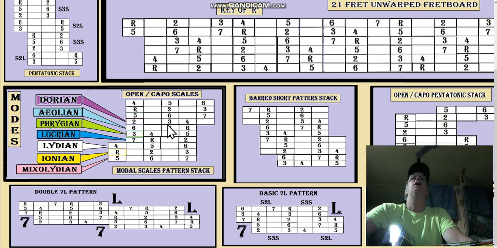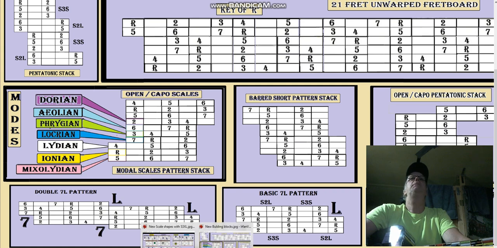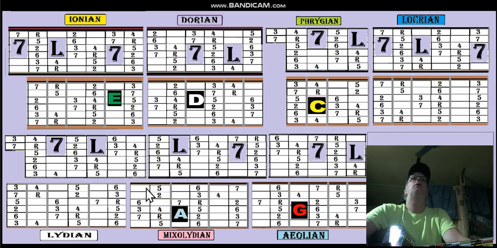Okay, we're back. The reason why I brought this diagram up was to show you that on this modal scales pattern stack, open CAGED scales, there are no repeats, whereas we would see the repeat on this one. For some reason we had the repeat note. See that R and R there? We don't have that on that modal pattern stack.